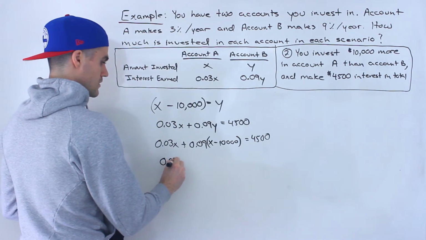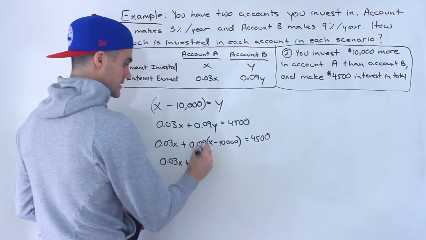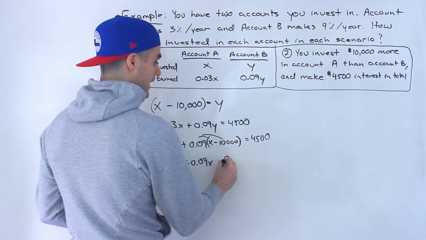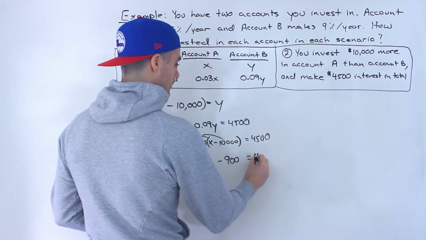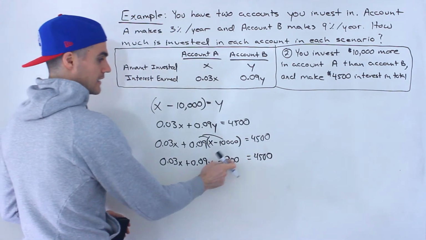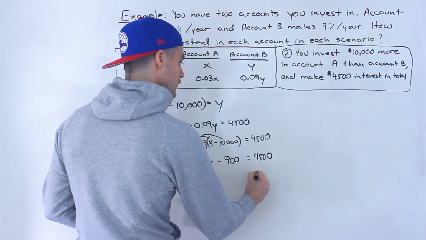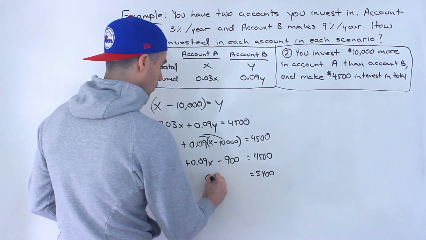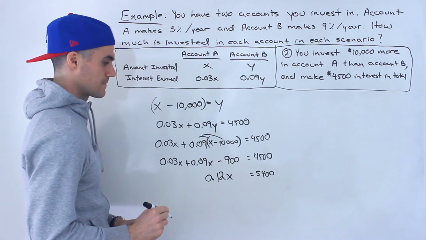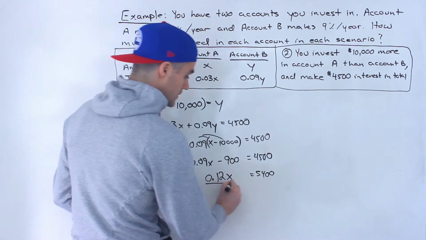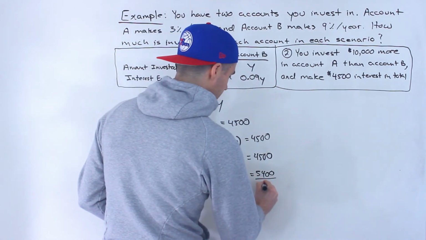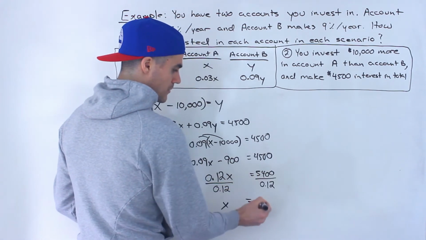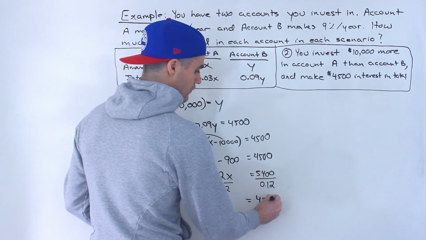So we would have 0.03x plus 0.09x, right? We got to distribute this 0.09. 0.09 times 10,000 would give us 900, and this would be 4,500. Like that. I'm going to bring the negative 900 over, so we would end up with 5,400 on the right side. And then these two added up would be 0.12x, like that. And then notice we can solve for x. We could divide both sides by 0.12. And then when you do that in your calculator, 5,400 divided by 0.12 would give us 45,000, like that.